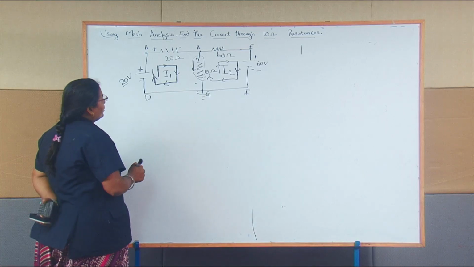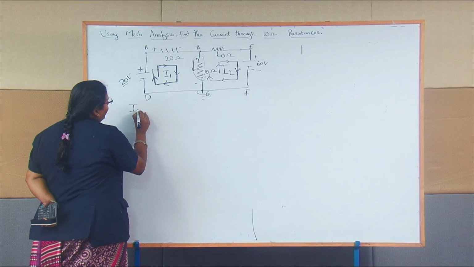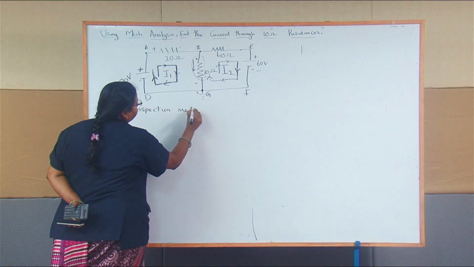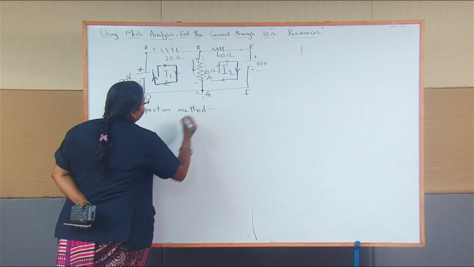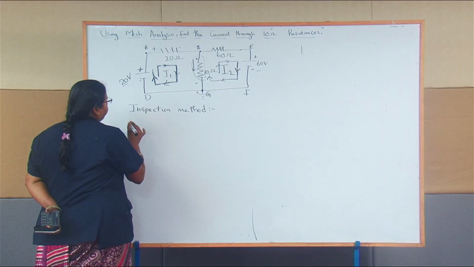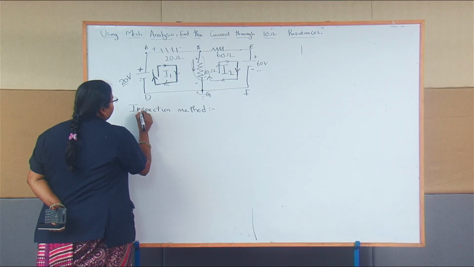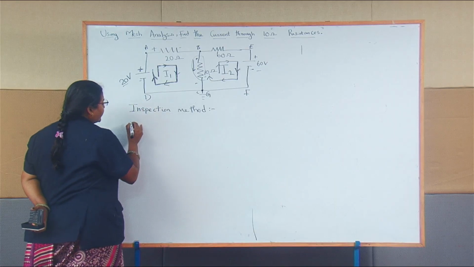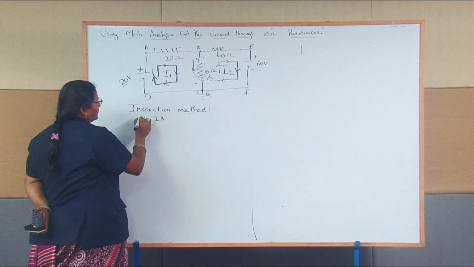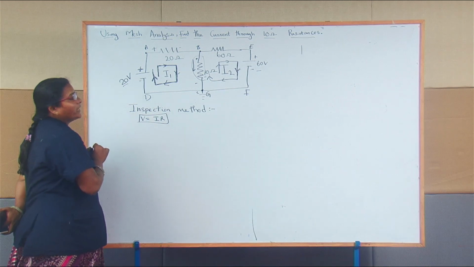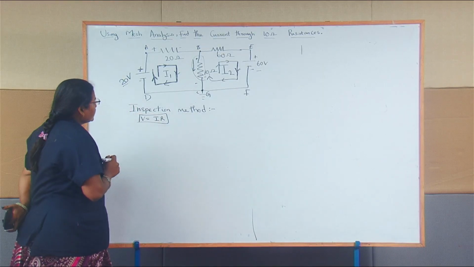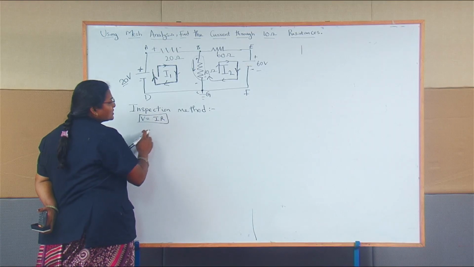Another method you can use is called the inspection method. It is nothing but a matrix method, also known as the matrix method. Now we can see about this method. In the inspection method, we know that voltage is equal to I into R, right? You have to check how many loops are in the circuit. Here we have 2 loops, so the inspection method has a 2 cross 2 matrix.